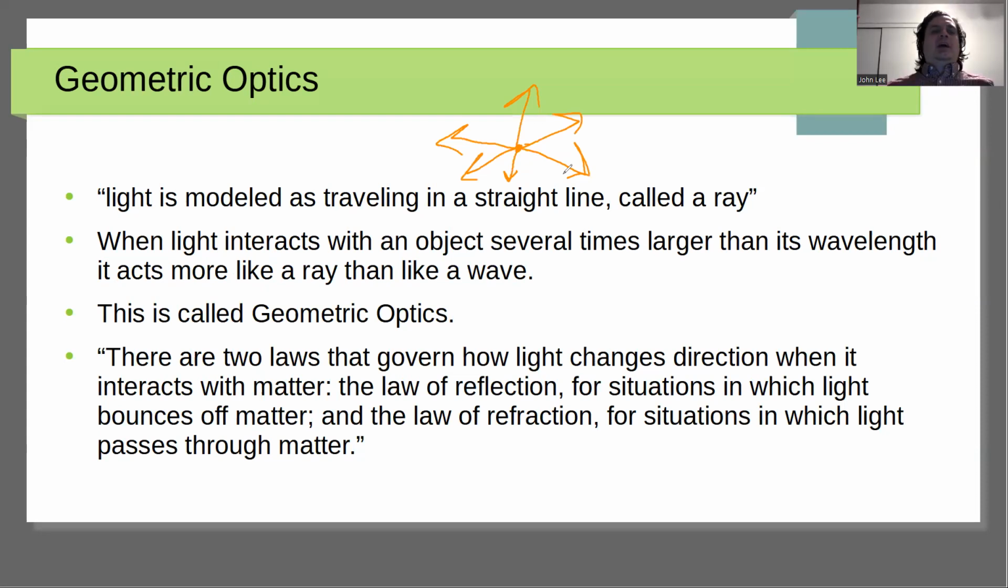When light interacts with an object several times larger than its wavelength, it acts more like a ray than a wave. This is called geometric optics. In this chapter, we're going to focus on two laws that govern how light changes direction when it interacts with matter: the law of reflection, for situations in which light bounces off of matter, and the law of refraction, for situations in which light passes through matter.